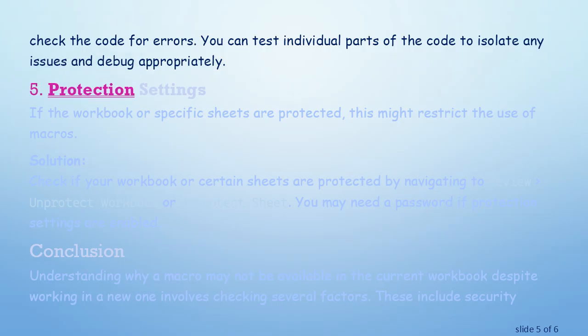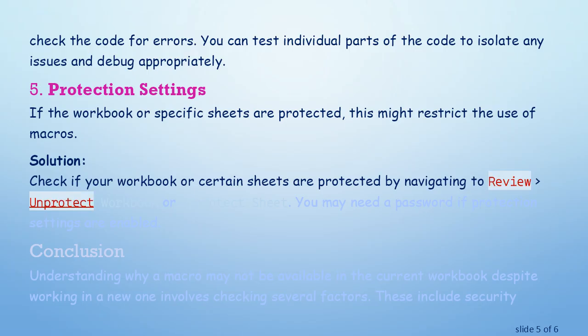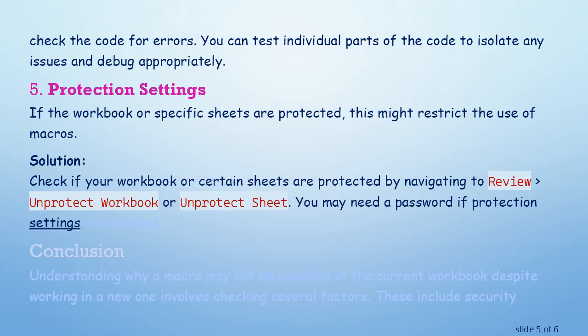5. Protection settings. If the workbook or specific sheets are protected, this might restrict the use of macros. Solution: Check if your workbook or certain sheets are protected by navigating to Review, Unprotect Workbook or Unprotect Sheet. You may need a password if protection settings are enabled.